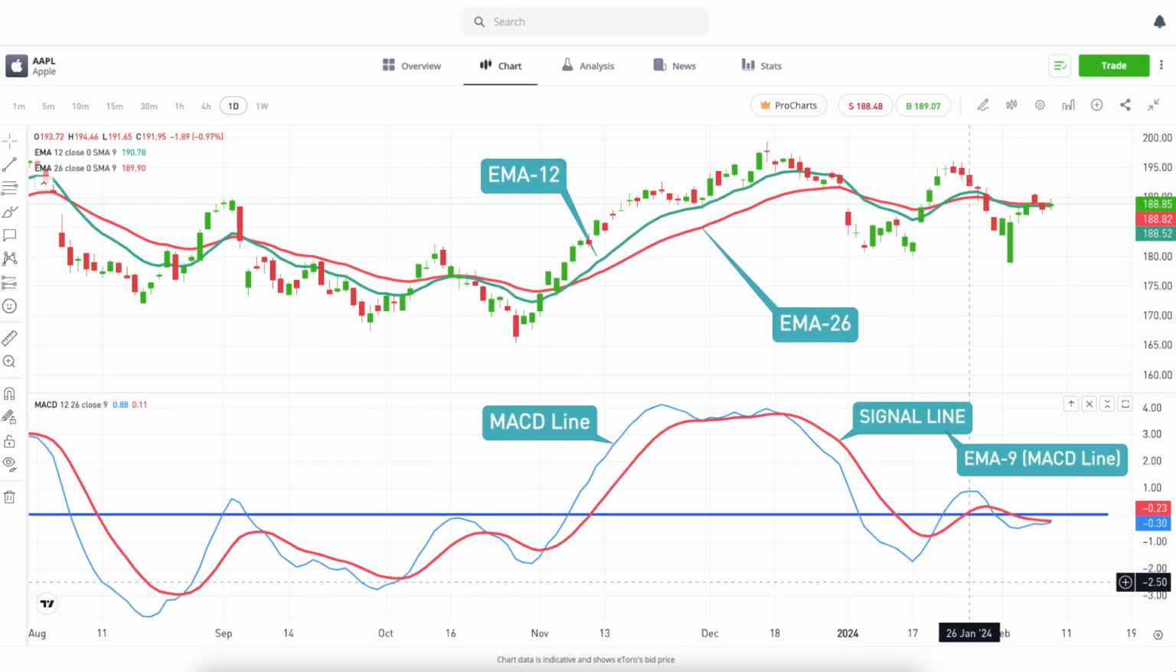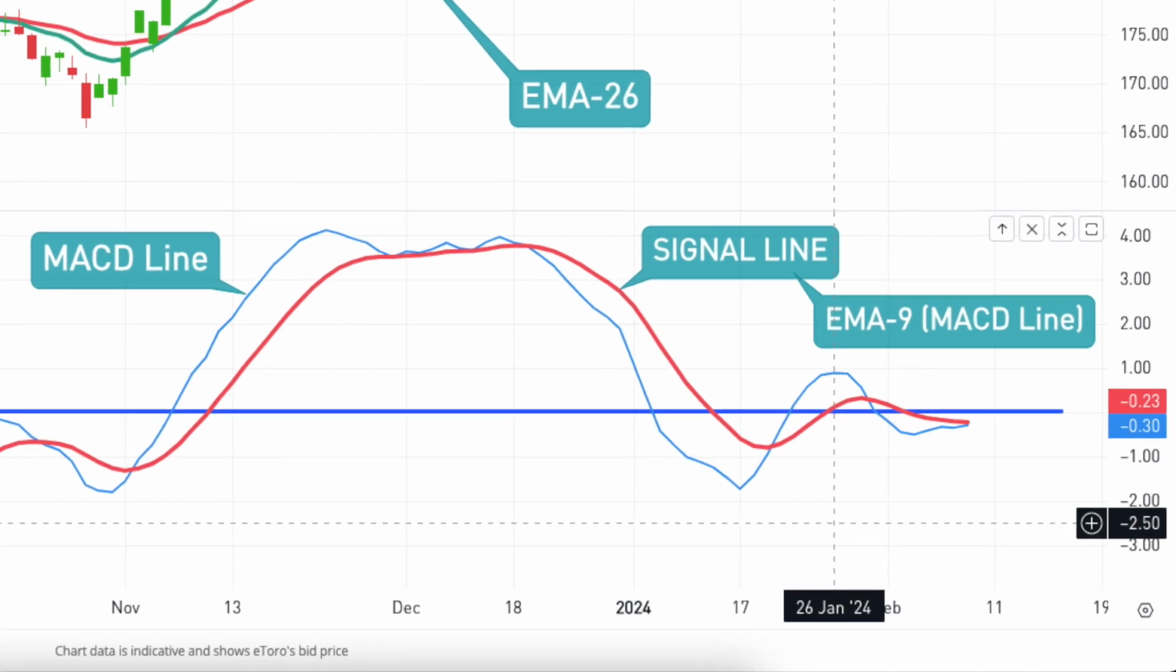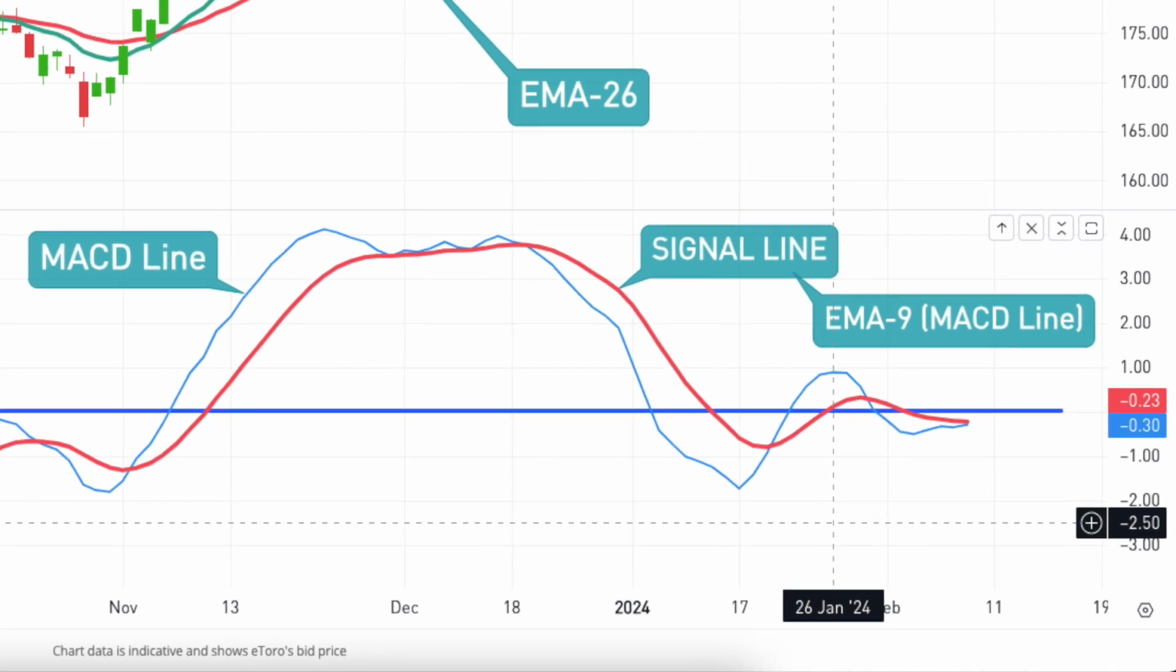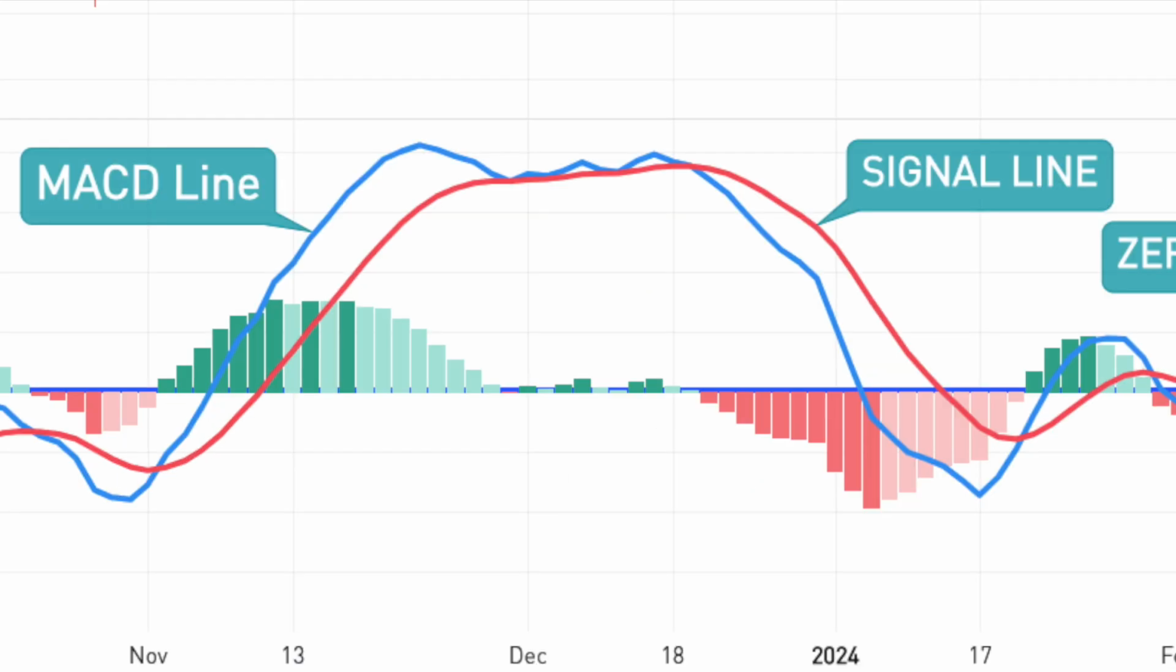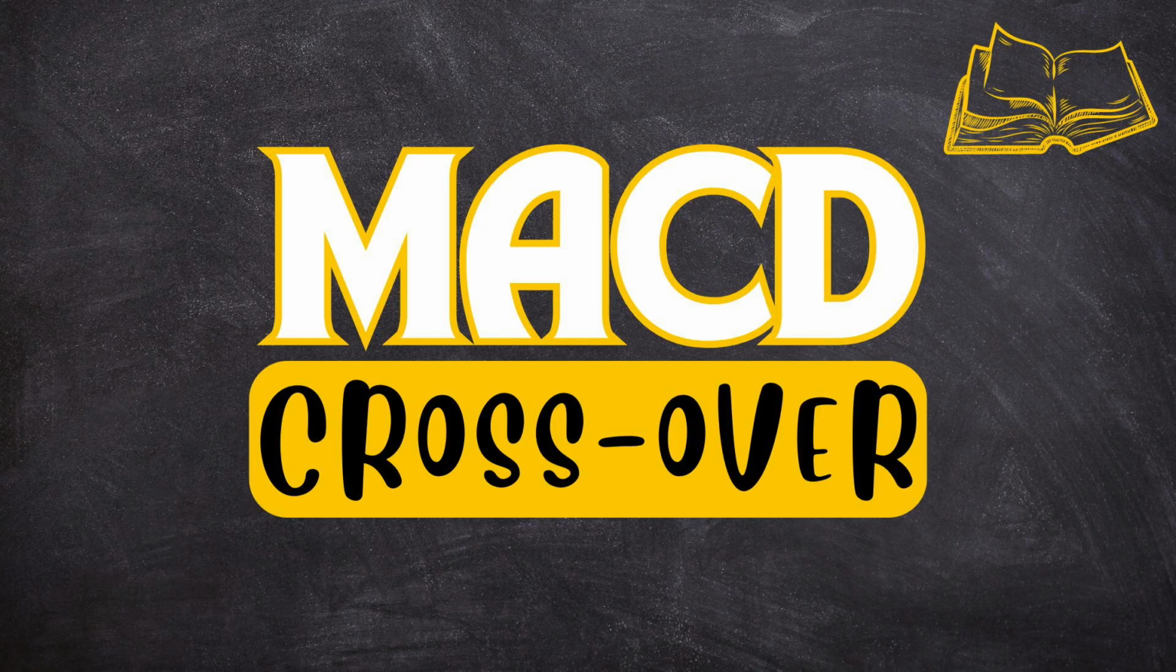Signal line is the 9-period exponential moving average of the MACD line and therefore key to signaling the change in momentum that is identified by the MACD line. Using the MACD and signal line together can indicate the potential onset of bullish and bearish trends, and this is where the crossovers become important.